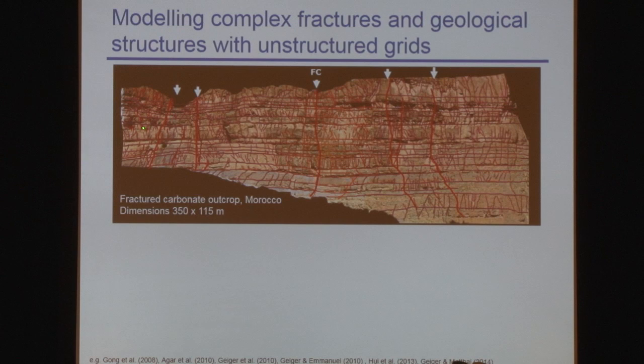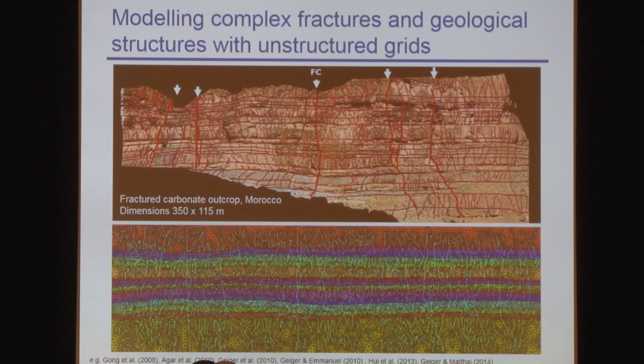So here, this is an outcrop image, 350 by 150 meters in size. The vertical lines are fractures, some big fracture corridors. The horizontal lines are the boundaries between individual sedimentary beds. We can represent this through unstructured finite element grids. You can see nicely where the fractures are and where the nearly horizontal sedimentary beds are. And what we can then do is preserve in our simulation model all the geological structures as we see them in an analog model, an analog geology.